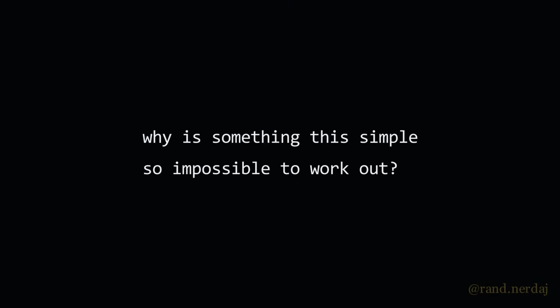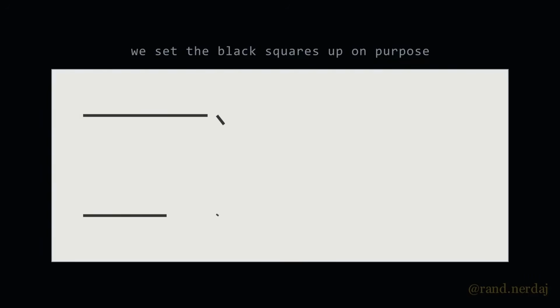All of this brings up an obvious question. Why is something this simple so impossible to work out? Well, we can't predict the ant because the ant is literally too powerful. Watch what happens if we don't start it on a blank grid. Instead, we lay down a specific pattern of black squares first. One we set up on purpose.